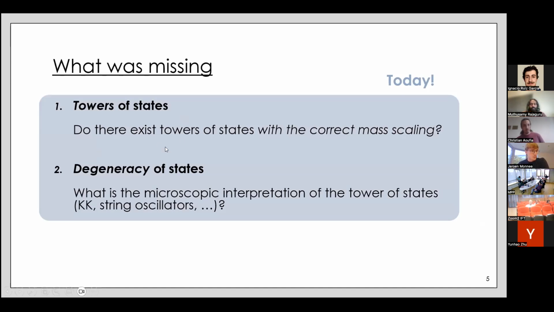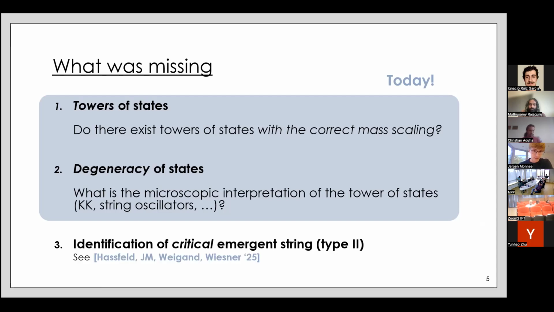The point of our work is essentially that in order to address these questions, you need to supplement the EFT perspective with knowledge of what is going on geometrically. Now, there is a third point. For these type 2 limits, you also need to establish the existence of a critical emergent string. This we have discussed in quite a few talks, so I will not discuss it today, but I refer you to the paper if you are interested.